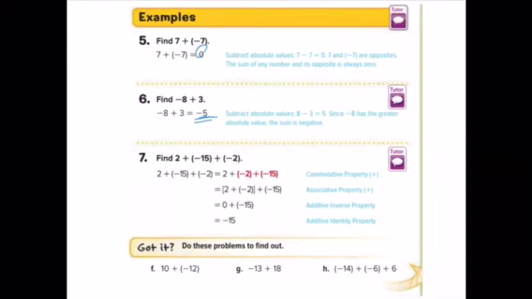Now we have 3 numbers in a row. 15 minus 12 is 3. Never mind. So we could go through there.